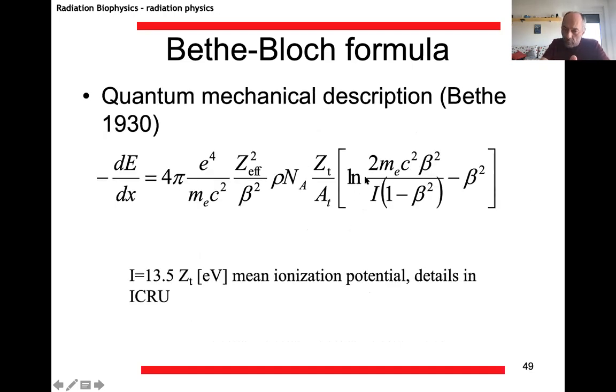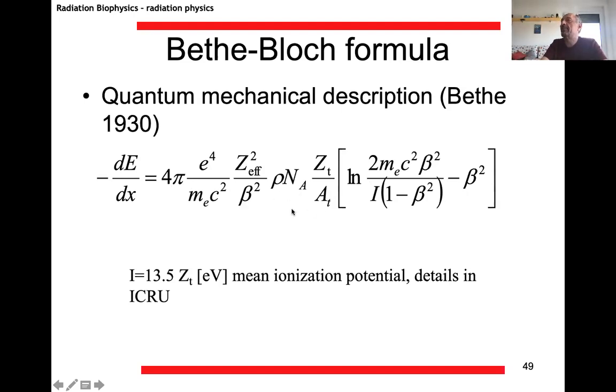Now, with the more refined description by Bethe in 1930, using quantum mechanics, Bethe came out with this formula, which is exactly the same as the Bohr formula, except for the logarithmic term that now takes into account quantum effects. And you see that the dependence on the projectile terms is still here: square of the charge divided by square of the velocity. So you go up with the charge, and you go down when you increase the velocity.